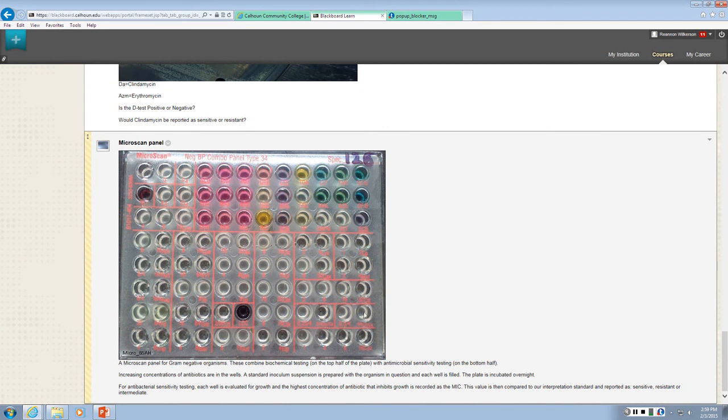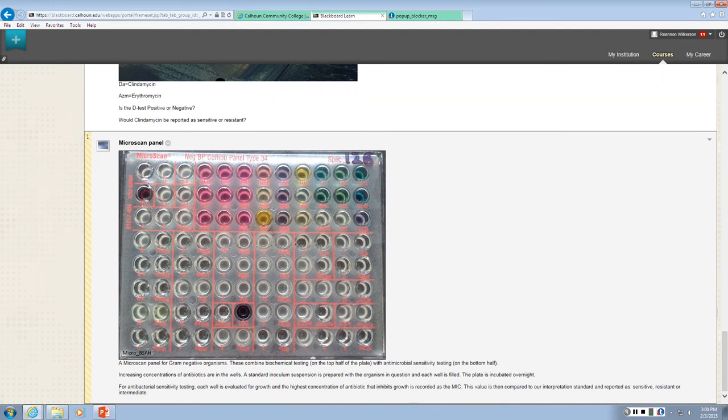Keep in mind if you have growth in all wells, all the way up to the highest concentration of antibiotic, your MIC is greater than whatever that value is. So in this case it was greater than 16. If I have no growth in any of my wells, for example this is LVX, levofloxacin, I've got nice clear wells in both. So my MIC could be 2, it could be less than 2. So I'm going to report less than or equal to 2 for levofloxacin.